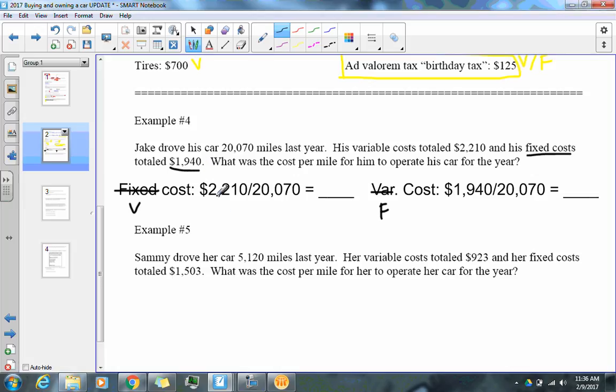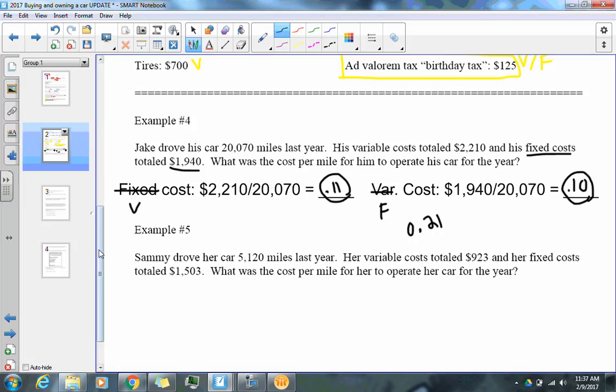So I'm going to take $2,210 and divide that by 20,000. And when I do that, I get 11 cents. Same thing for this one. $1,940 divided by 20,000, and I get, we'll just say 10 cents. It rounds to 10 cents. So what was the cost per mile for him to operate his car? Well, 11 cents per mile for variable, 10 cents per mile for fixed. I'm just going to add them together, and so I get 21 cents. So 21 cents a mile to run his car for that year.